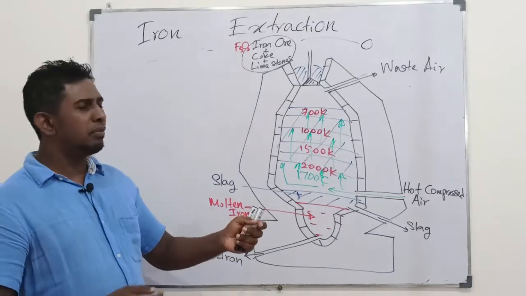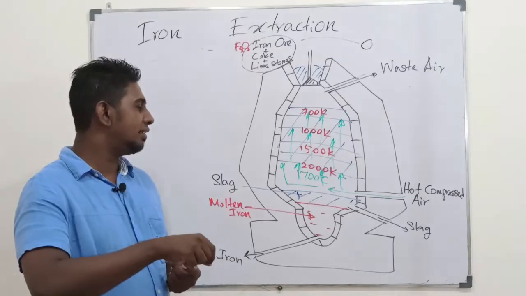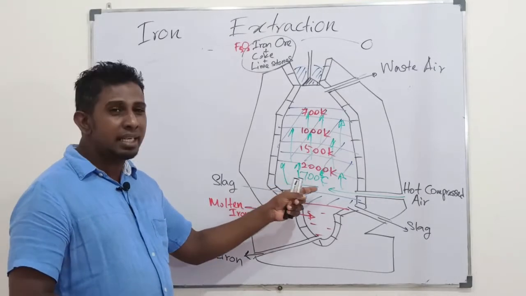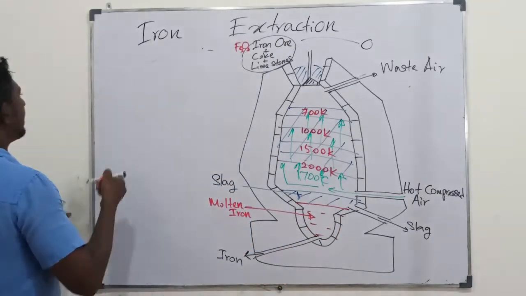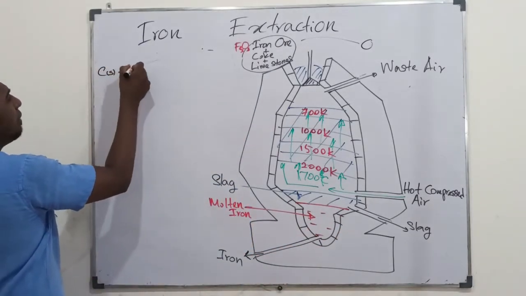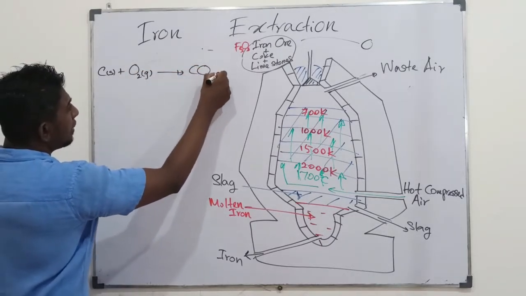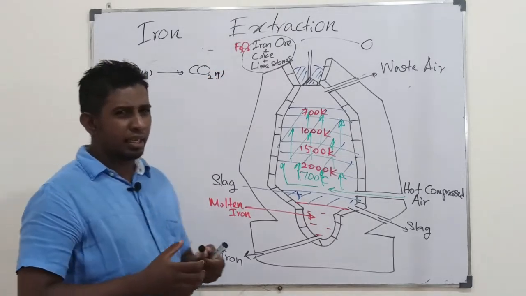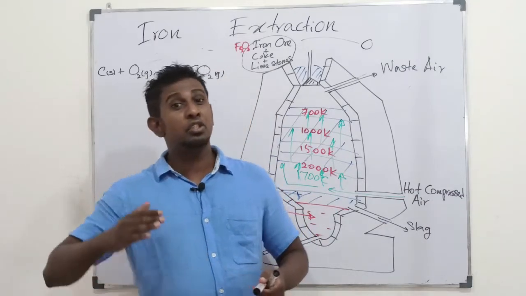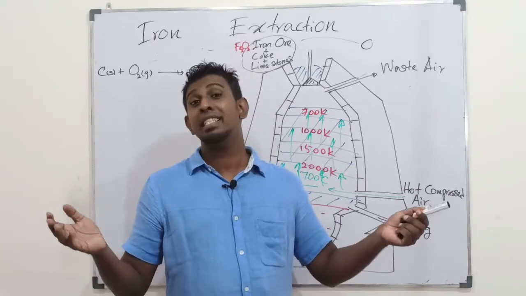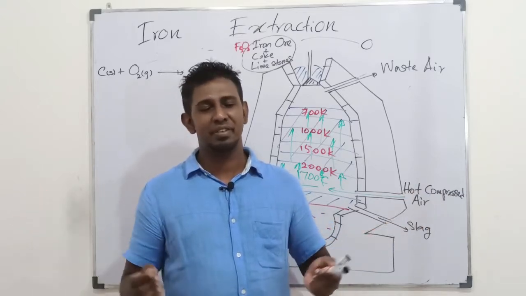At the bottom, the hot compressed air contains oxygen. It starts burning the coke coming to the bottom. Then this reaction starts: coke gets burned in the oxygen of the air, giving carbon dioxide. You blow a compressed air stream, you blow air, and that is why we call it a blast furnace.